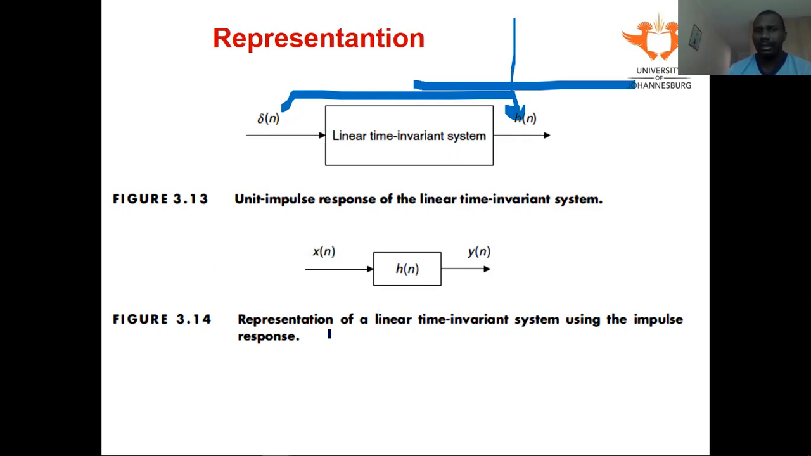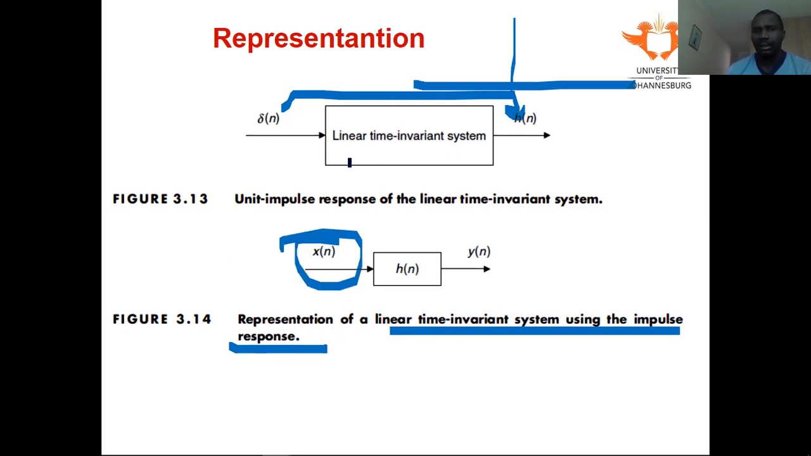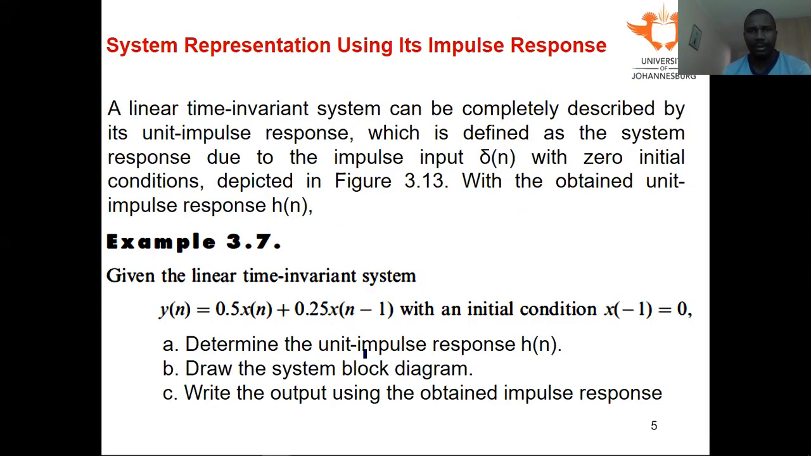We use the impulse response to represent any linear time invariant system. We use this notation: you feed in x of n, the unit pulse response of that system is represented as h of n, and it will give you y of n. Bear in mind this, we'll use it to solve different problems that will follow.